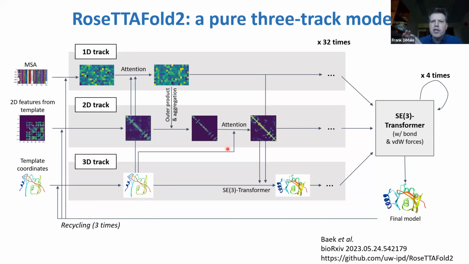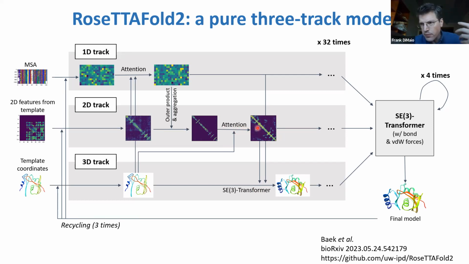In terms of the machine learning architecture, there are a couple of key differences. Instead of the invariant point attention that AlphaFold is using, we're using this SE3 transformer, and we've continued to use that. Secondly, AlphaFold made use of this novel machinery, triangle attention, that seems to work very well along the 2D track.